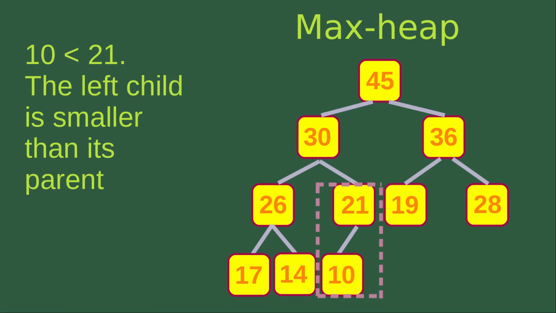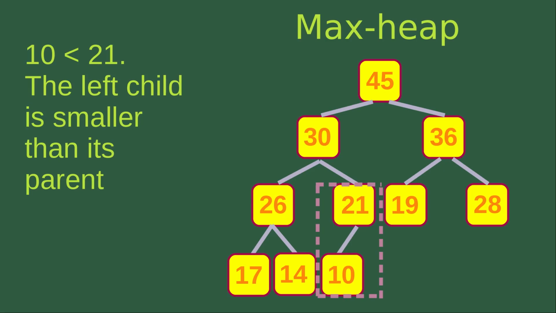Now we are going to check the final subtree. We can see that 10 is smaller than 21. So the left child is smaller than its parent. And in this case, we have no right child to check.